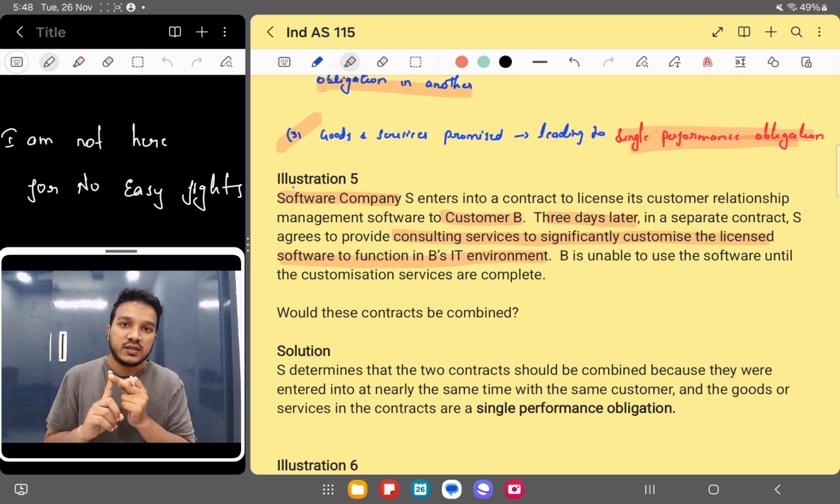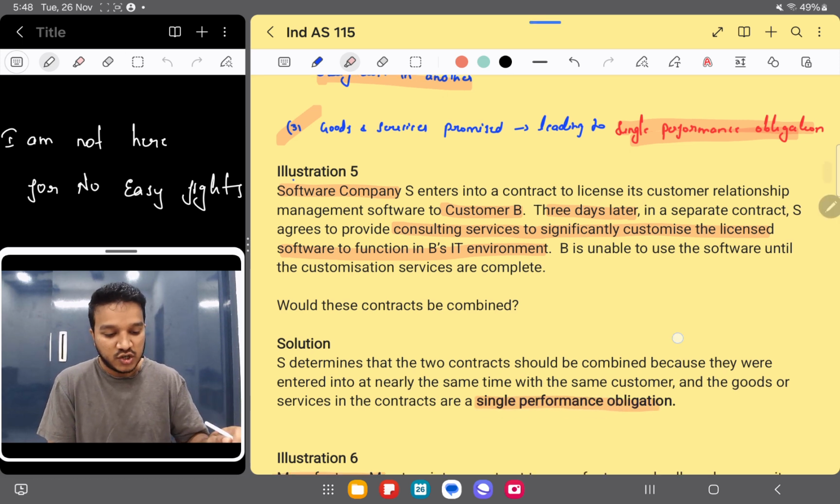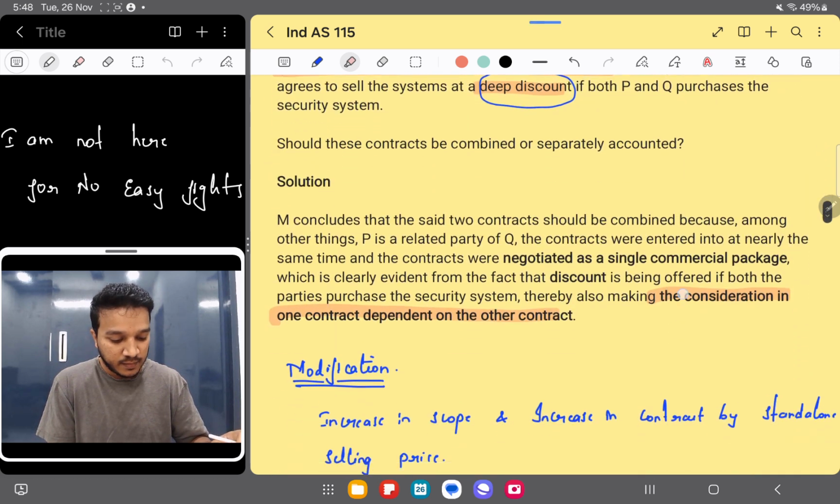First thing is that I sold the software. Now I'm giving customization services. But here ultimately what I'm doing, I'm only selling the software. All the services are leading only to a single performance obligation, that is to sell the software. So in that case, all these contracts, that is customization and selling of software, both should be treated as a single contract. I hope you understood this point. Single performance obligation. Okay, the fifth one is also done.